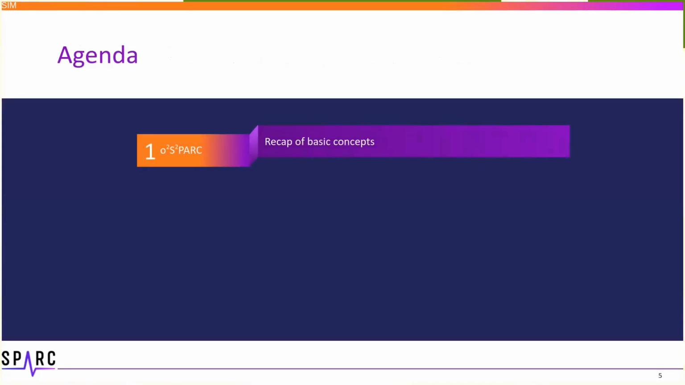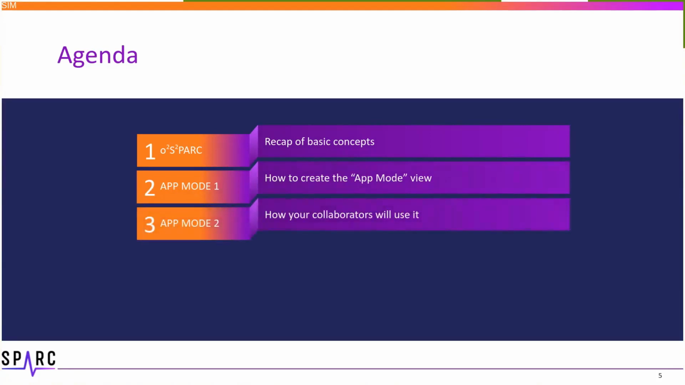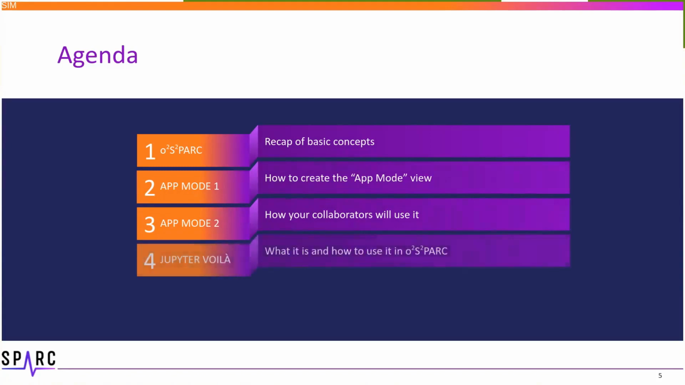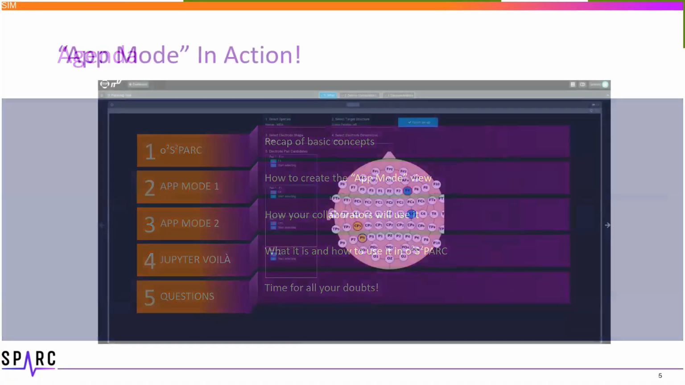What we are going to cover today is first a quick introduction about o²S²PARC. Maybe not all of you are familiar with the platform, so we'll see the basic concepts so that you can understand and follow this webinar. We'll see how to create the App Mode view. We also see it from the point of view of your collaborators, so how they're going to explore and use it. We'll see this Jupyter Voilà functionality, which is what allows you to turn your notebook into standalone web applications. And at the end, we will have time for all your questions and doubts.